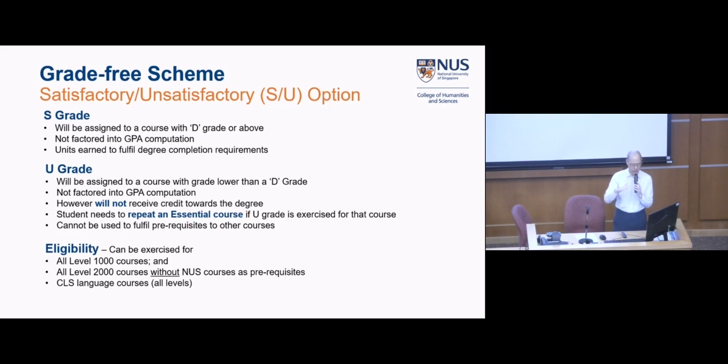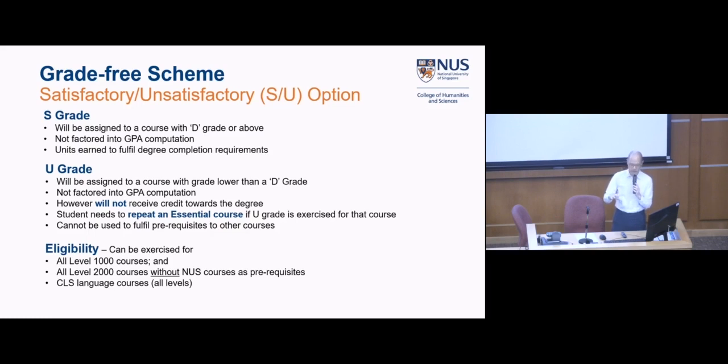And if the grade you received is a D or above, it will convert it to an S grade, right? And what that means is that the grade point you receive for that will not be factored into your GPA computation. So for example, if you received a C for the course, normally that would drag your GPA down because it receives lower points, right? But if you exercise the SU option and you receive an S grade instead, you will be considered to pass that course. However, that C grade will not be reflected in your GPA calculation, and therefore it will not drag your GPA down, right?